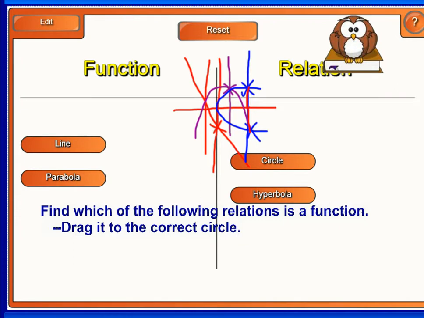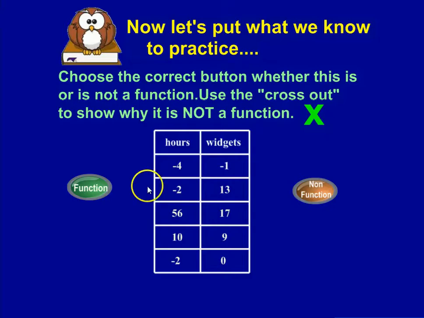And now let's look at this one. My x values here are -4, -2, -56, 10, and wait a minute, I have another -2. I have two -2's. Remember, for it to be a function, the x's should not repeat. So this is not a function.